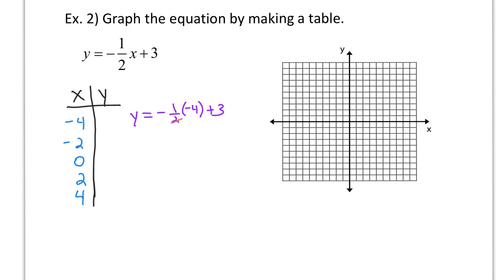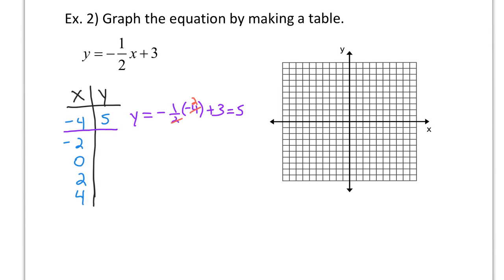2 goes into 4 2 times. So you have to be careful with the signs. Now the fraction is gone. But we do have a -1 here times a -2. So -1 times -2, that's +2. +2 plus 3, that's going to be +5. So my first number for the y value is +5. So I'm going to put my line right there. So that's my first ordered pair, -4, +5.